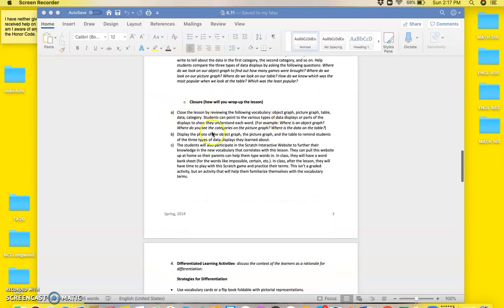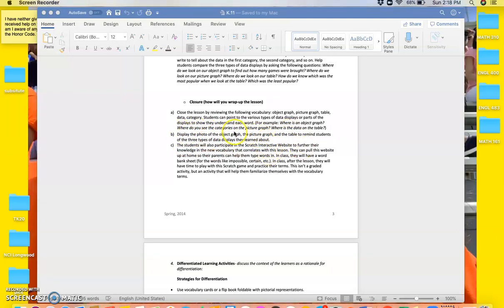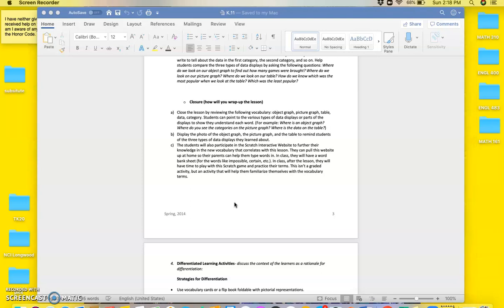So here's the closure and how we will wrap up this lesson, and this is where the Scratch project ties into this. Another thing that I loved about this lesson that gave me a great idea was that you could take pictures of the object graph and post the pictures that they have drawn on a bulletin board or up on the wall in the classroom. And it's just something for them to look back on and see that what they have created, even though the objects aren't there, they still have that reminder, and they can go back and look on it if they are struggling.